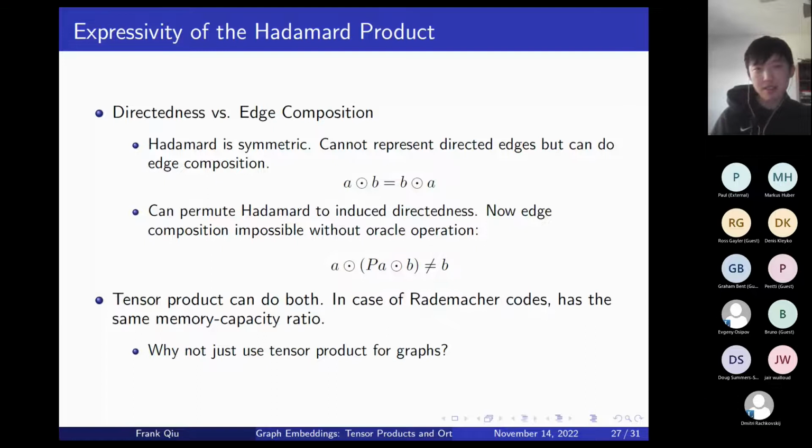So now we can extend this to any other binding operation and encoding scheme. The tensor product we saw is the most general. Anything these other schemes can do, the tensor product can do. But when you compress the tensor product, what are you losing? In this case, there's an either-or choice between directedness and edge composition. For other operations, what else are we losing? And since in the specific case of Rademacher codes, it has the same memory capacity ratio, why not just use the tensor product from the get-go?